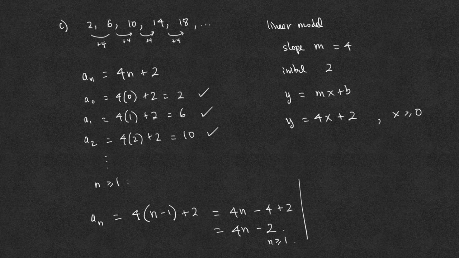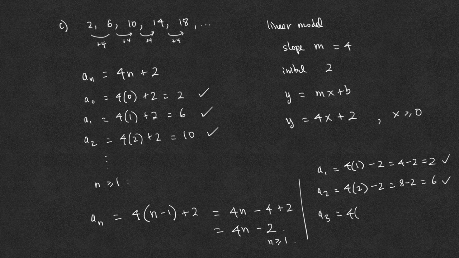So for example, for n equals 1, which is the starting value, a sub 1 is 4 times 1 minus 2, which is 4 minus 2, or 2. So that checks out. A sub 2 is 4 times 2 minus 2, which is 8 minus 2, or 6. That checks out. A sub 3 is 4 times 3 minus 2, which is 12 minus 2, or 10. That checks out as well.